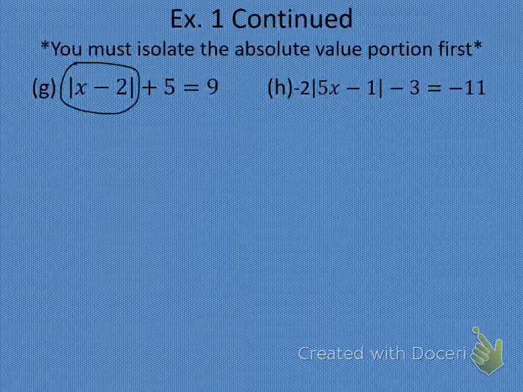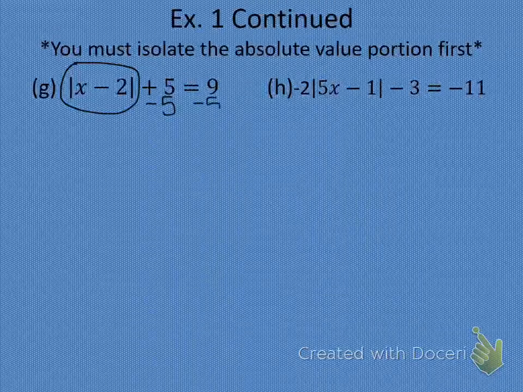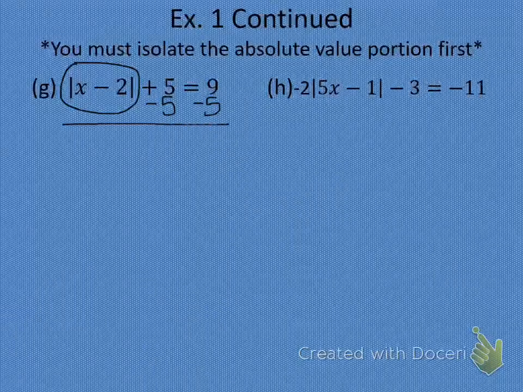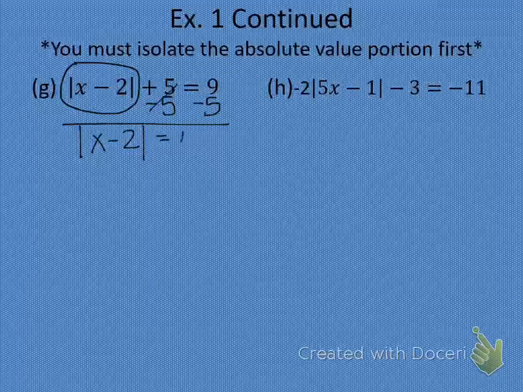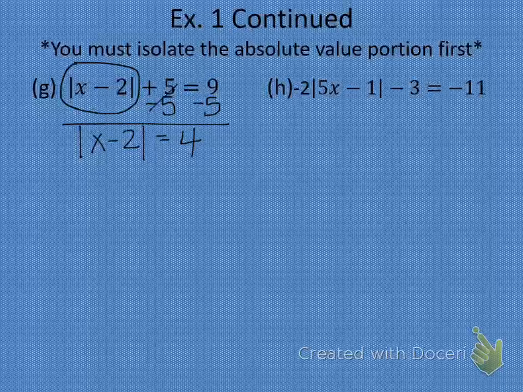So, what do we have to move so that it will be by itself? The 5. How do we move it? We subtract it from both sides of the equal sign. So, we get the absolute value of x minus 2 is equal to 4. Now we can write our two equations.